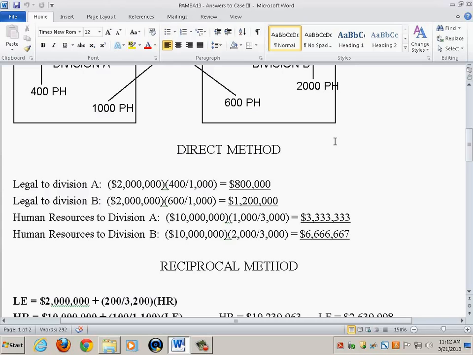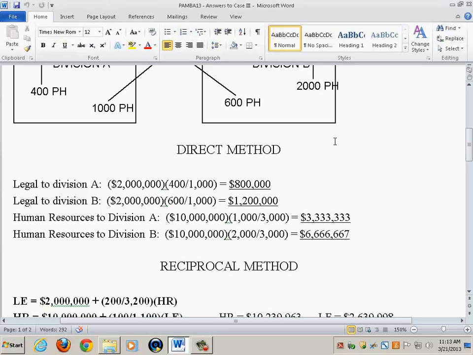And human resources does the same. And again, it's only direct allocation because we ignored the reciprocal relationship. So, yes, anybody had a question? So that's that. Any questions, comments about the direct method? If not, we can move to the reciprocal method.